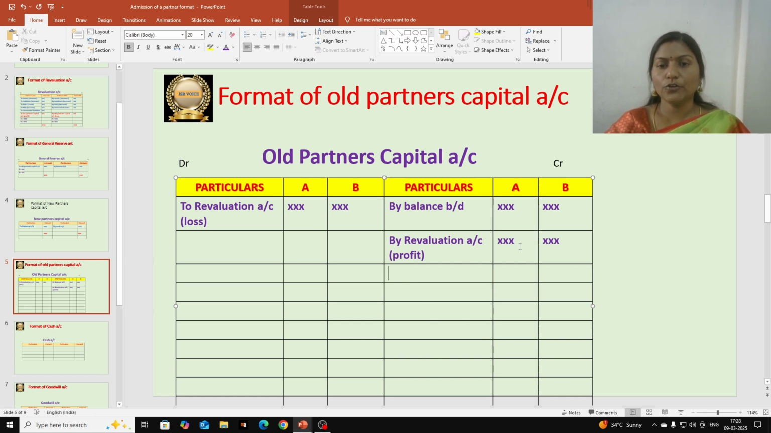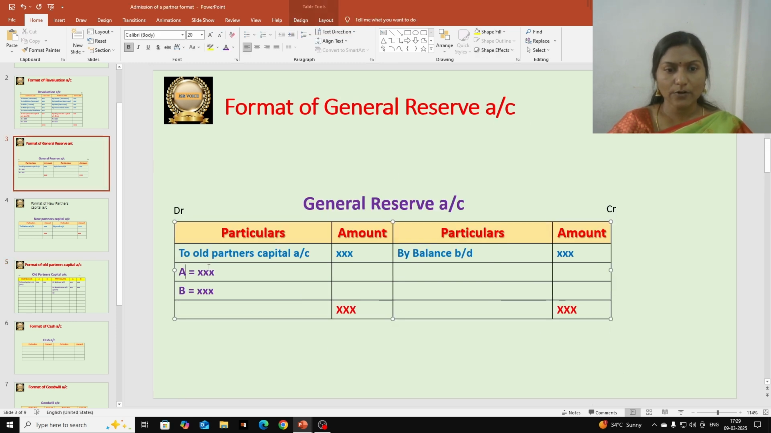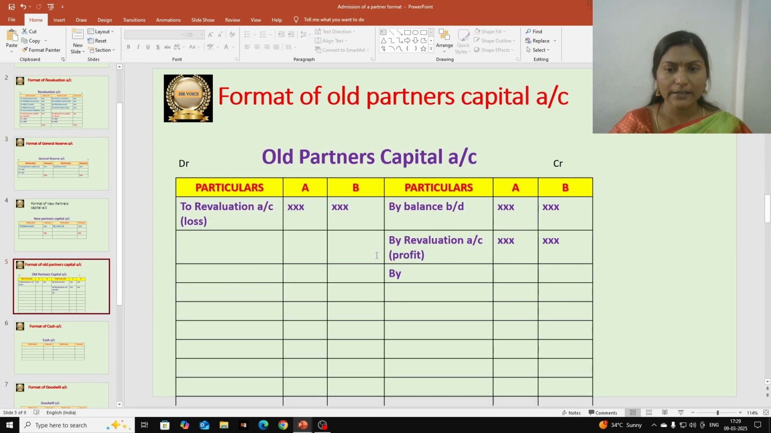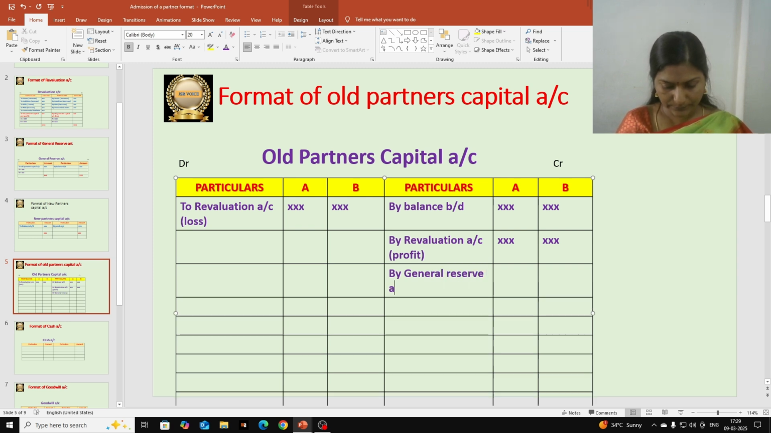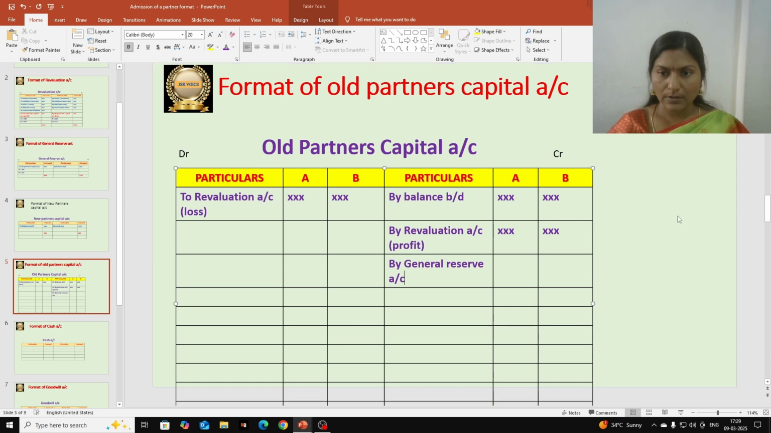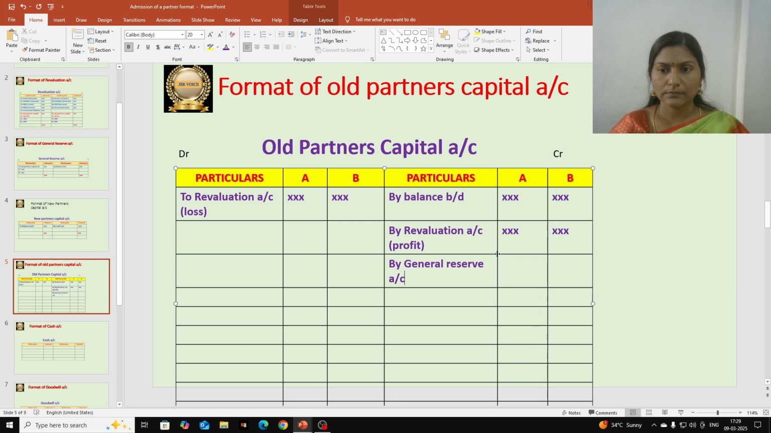And next we should move to the credit side. The next item is general reserve. Suppose you have general reserve and we prepare the general reserve account. Whatever amount we distributed there for the partners should be recorded here on the credit side, by general reserve account. And whatever amount we distributed there should be recorded here.